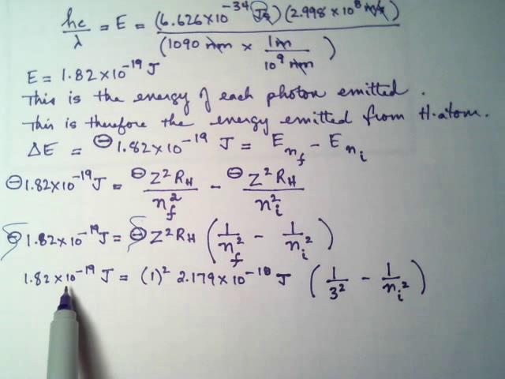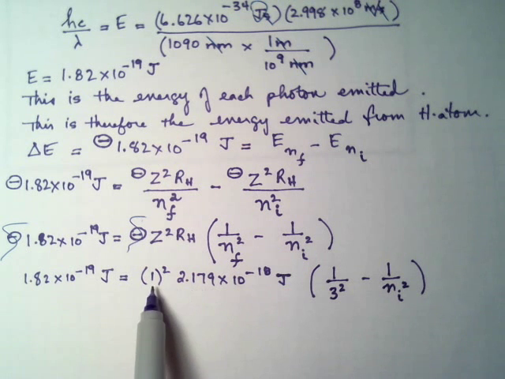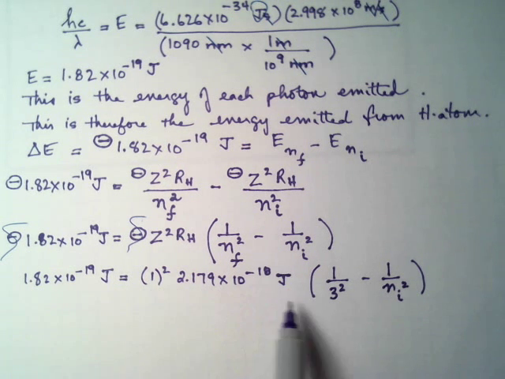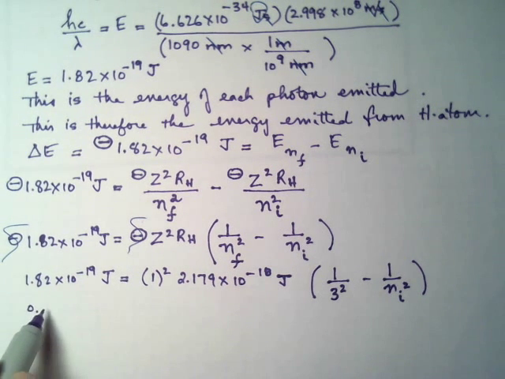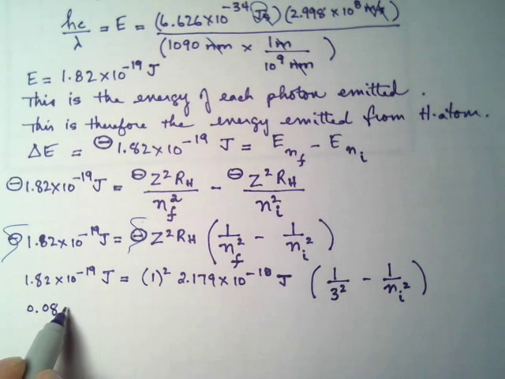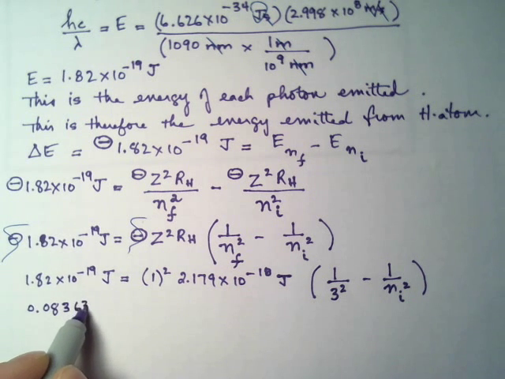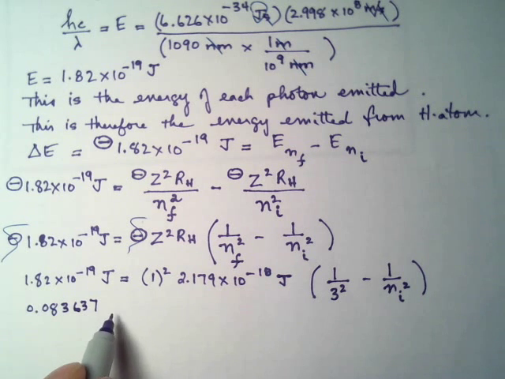Okay, what I'm going to do is take this and divide it by, well, 1 squared is 1. I'm going to divide it by this, and that'll isolate that side over there. So let me take, it's still in the calculator, my 1.82 times 10 to the -19. I'm going to divide by 2.179 times 10 to the -18, and that is, so I have a value of 0.083637. Too many numbers, so I'm just going to carry them all.